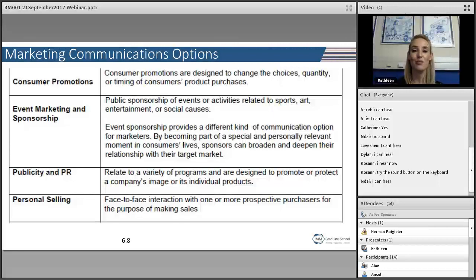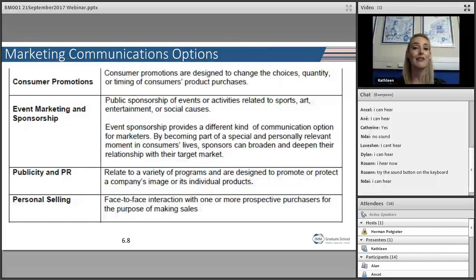Then we have event marketing and sponsorship. And this is made up of public sponsorship of events and activities. These are the most common ones that I think we think about when we think of sponsorship, are sporting events. But it can also be arts and cultural events and other types of entertainment, as well as social causes or charity events. And the aim of this type of marketing communication is to attach your brand to an event that you feel will enhance your overall brand equity.